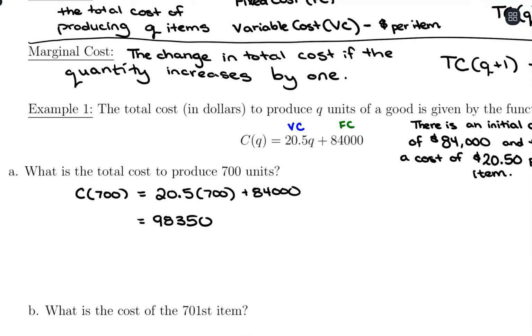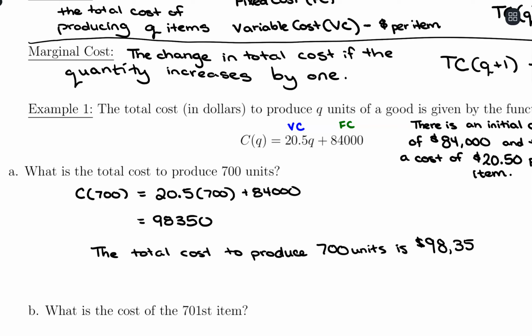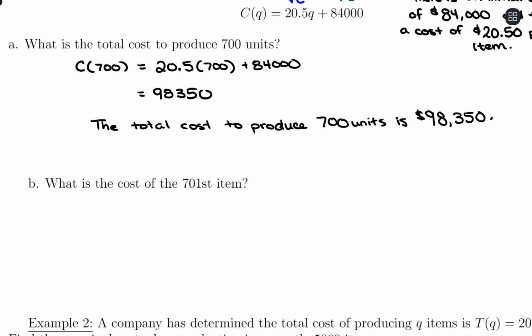So as a sentence, we could say the total cost to produce 700 units is $98,350. Okay. What is the cost of the 701st item?